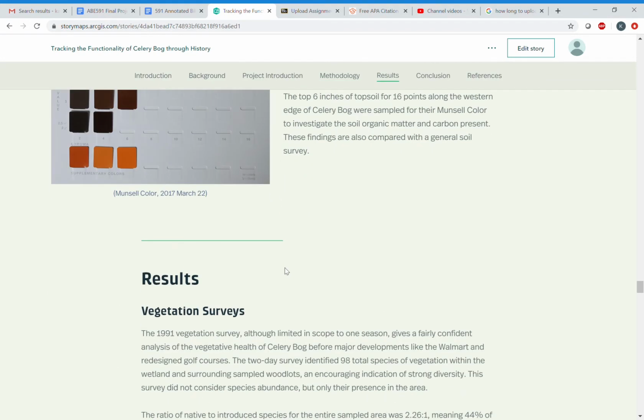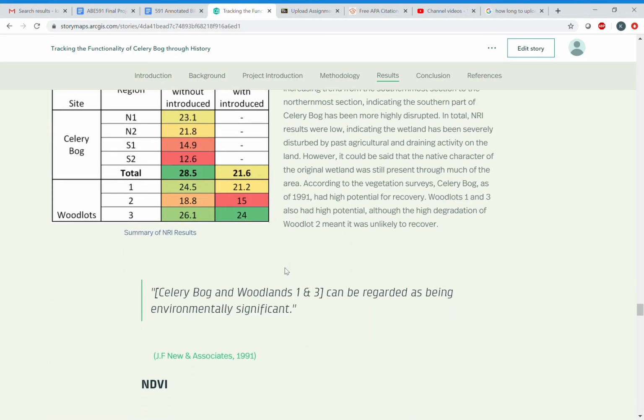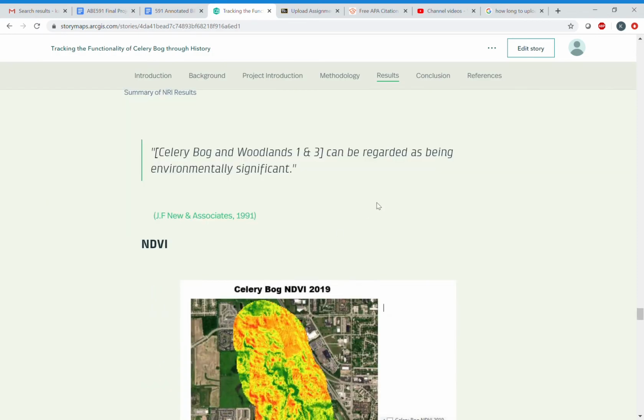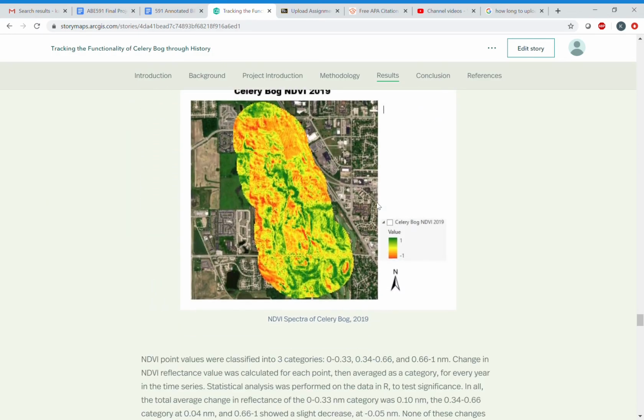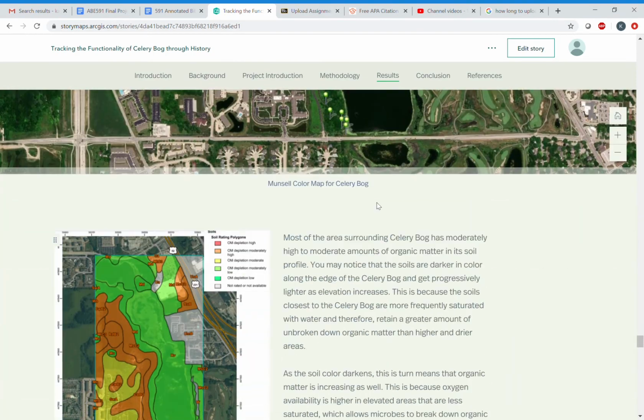And then soil surveys, we talked about how the color of soils can show the carbon content. Here's some of the data that we actually found. There's a picture of the soil surveys.